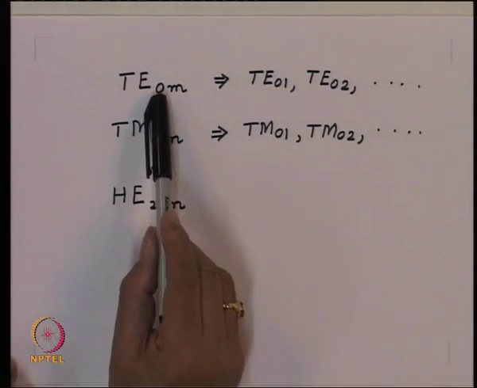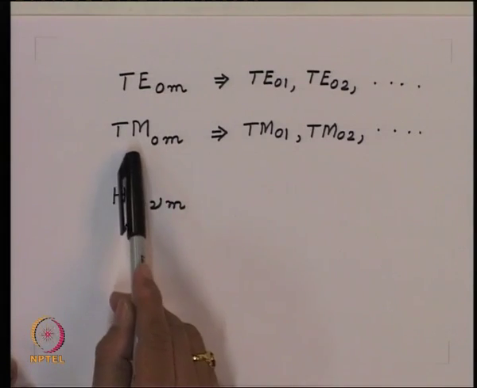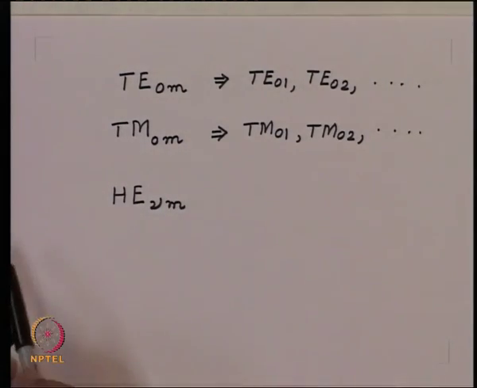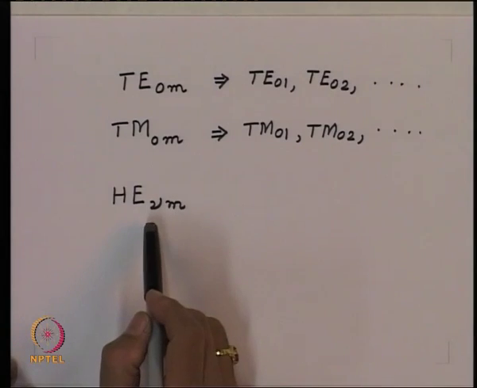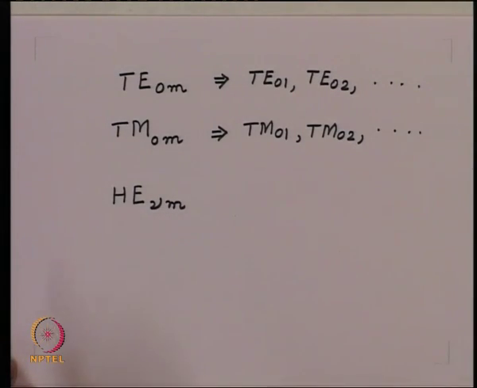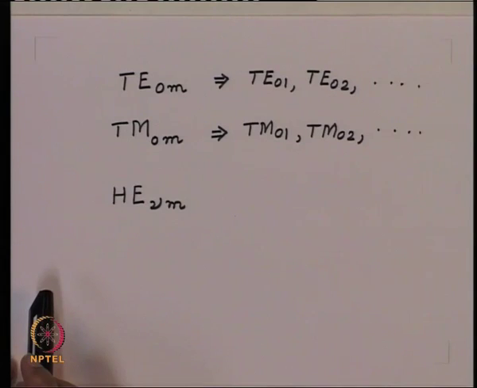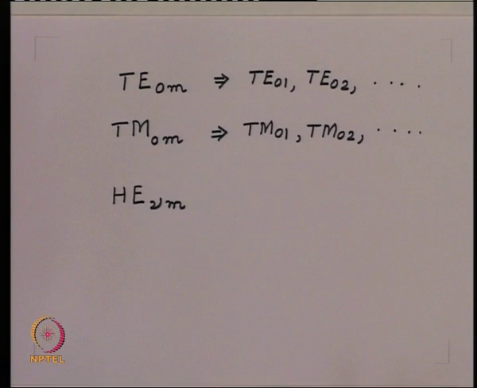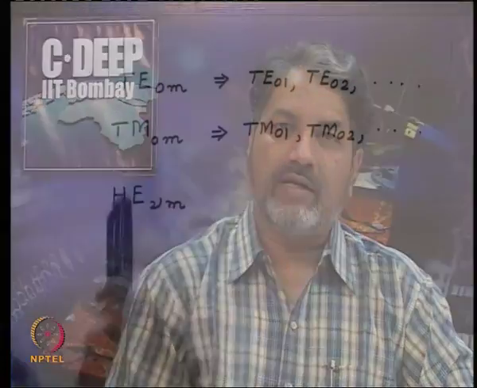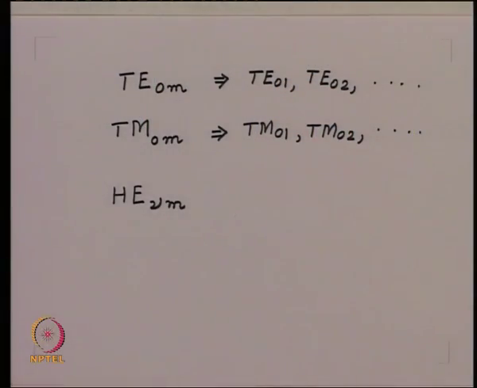So now these two indices which we have for each of the modes, either TE or TM or hybrid, which is HE: the first index tells the variation of the field amplitude in the azimuthal direction or in the phi direction, and the second index tells us how many zero crossings you have in the radial direction. So zero crossings are this quantity minus 1. If m equal to 1, there is no zero crossing in the radial direction. If m equal to 2, there will be 1 zero crossing in the radial direction and so on.